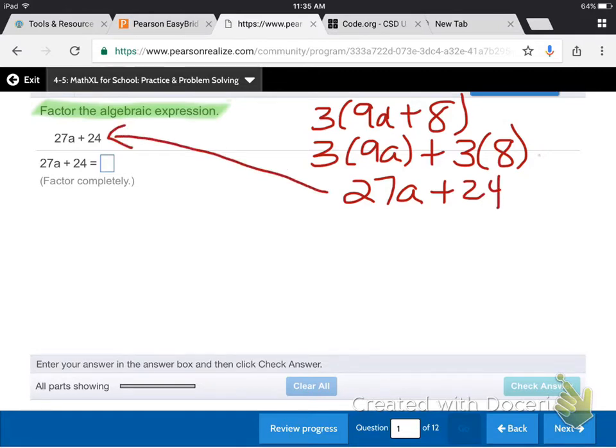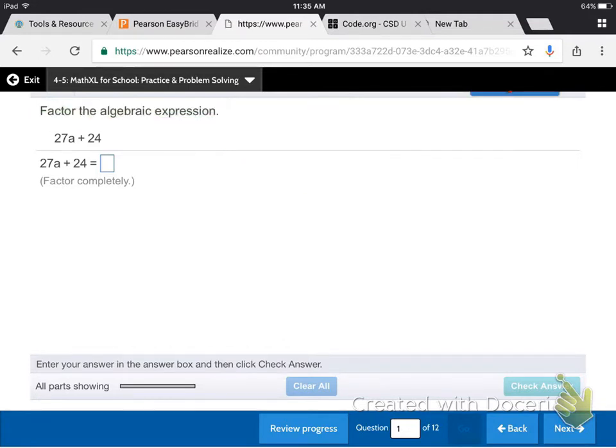And so the problem today wants us to work backwards, wants us to go from the answer, what we would have had yesterday, back to the original problem. That's what we're trying to do. We're trying to factor the algebraic expression. Okay, so the first step is always to find the GCF. And GCF, you know, stands for, say it with me, greatest common factor.